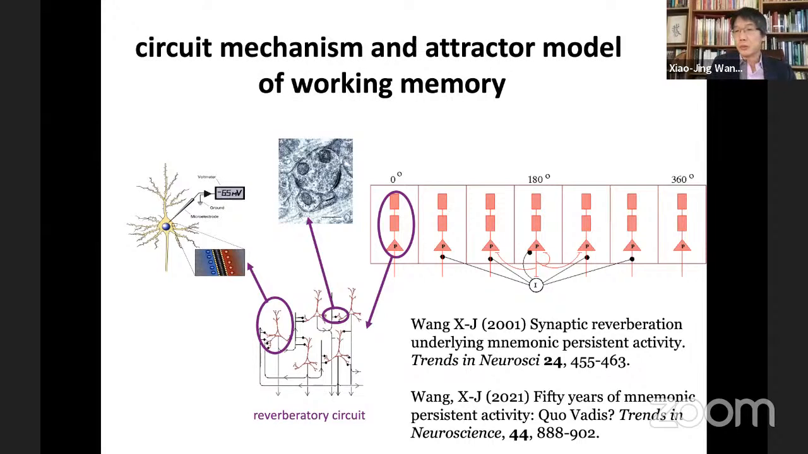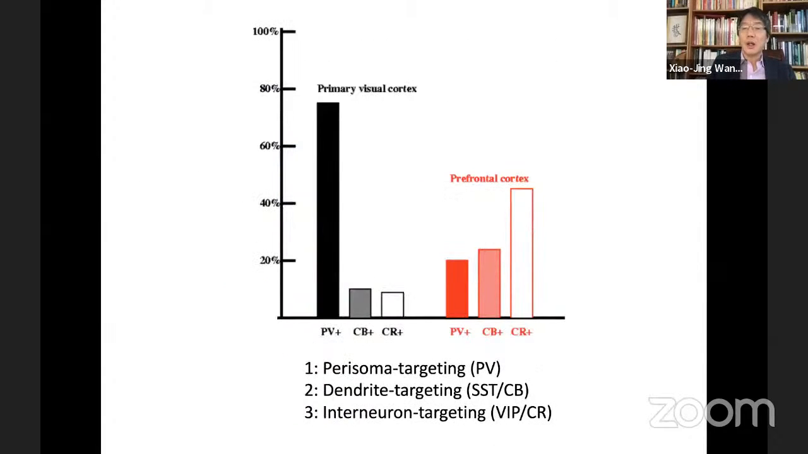So for that purpose, we wondered whether we should consider a specific gating mechanism for inputs onto dendrites. We were impressed by the anatomical observation that different kinds of interneurons have different proportions in the prefrontal cortex, which is known to be important for working memory, relative to primary sensory areas, where PV expressing interneurons are predominant, which is not the case in the PFC.